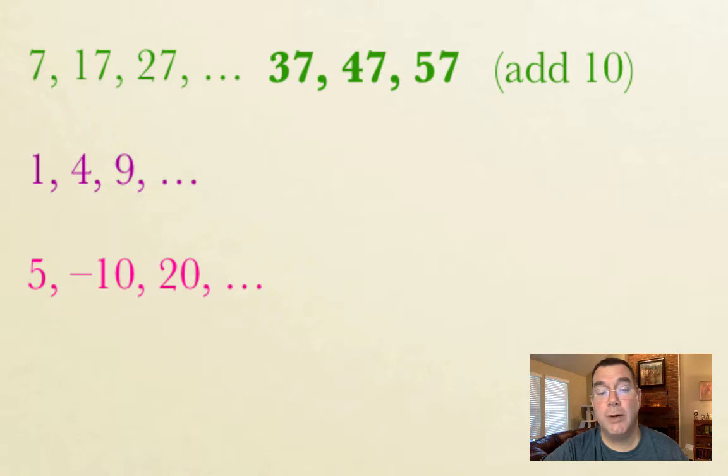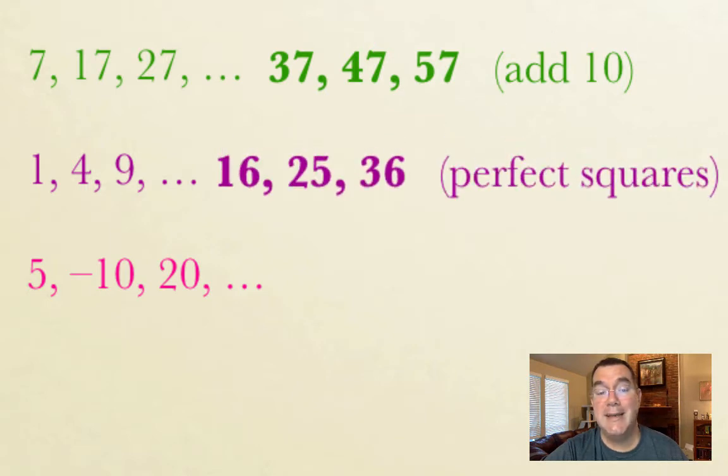I'm going 1, 4, and 9. Well, those are perfect squares. 1 squared is 1, 2 squared is 4, and 3 squared is 9. So the next three terms are going to be 4 squared, which is 16, 5 squared, which is 25, and 6 squared, which is 36.